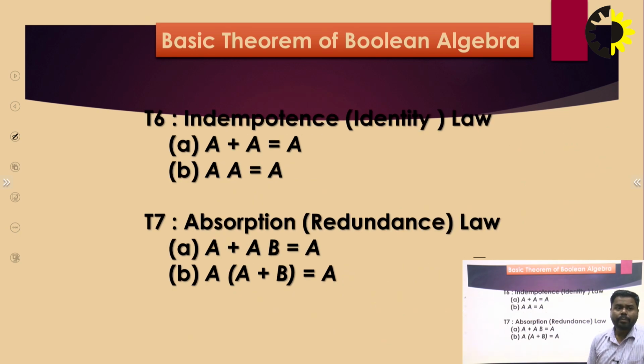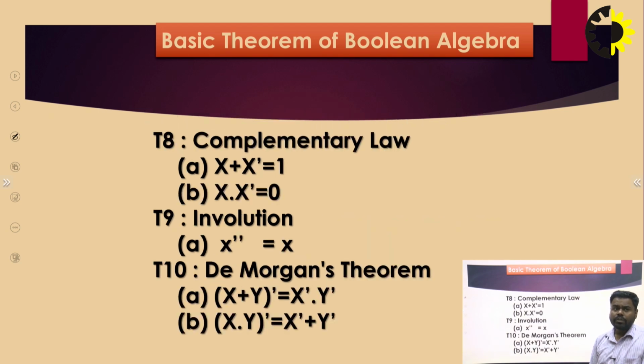Next, idempotency law, also known as identity law: A plus A is equal to A, and A dot A is equal to A. Absorption or redundancy law: A plus AB is equal to A, and A dot A plus B is equal to A. What is the complementary law? X plus X dash is equal to 1, X dot X dash is equal to 0. This is the complementary law theorem.